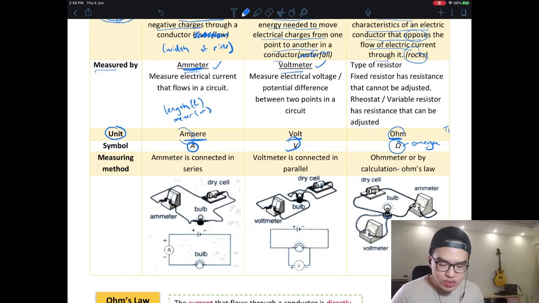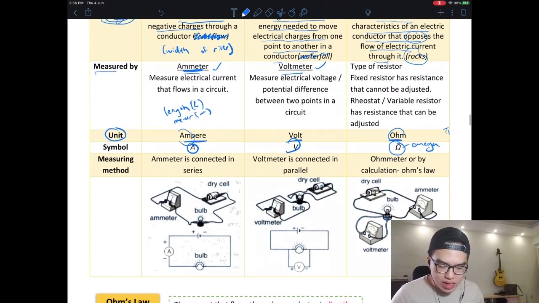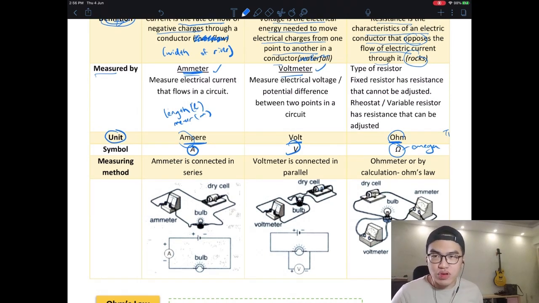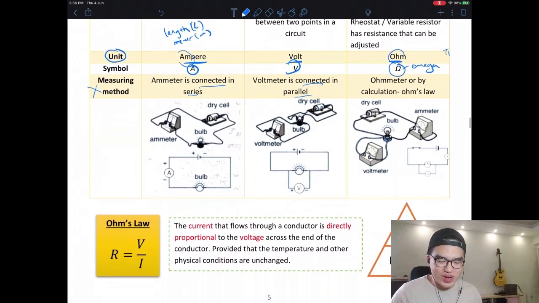So how do you use an ammeter? This part I wouldn't recommend you to focus on. What is connected in series, what is connected in parallel? You don't need to know. This one we will learn next week. So let's look at Ohm's law. What is Ohm's law?